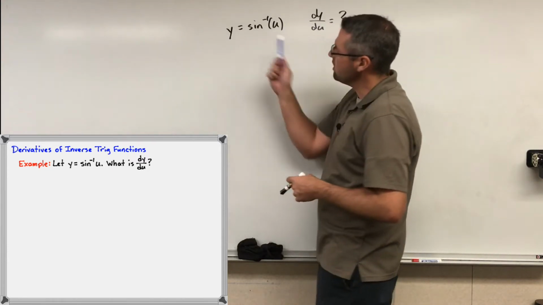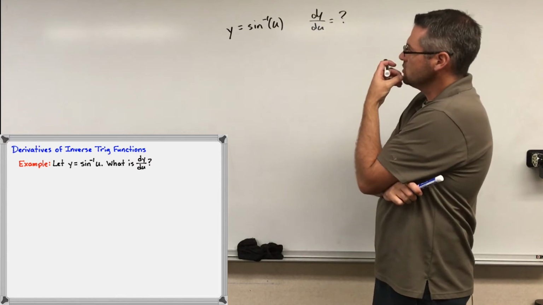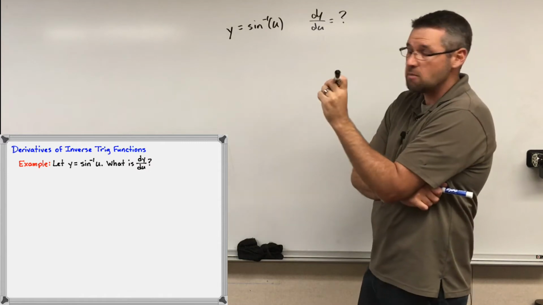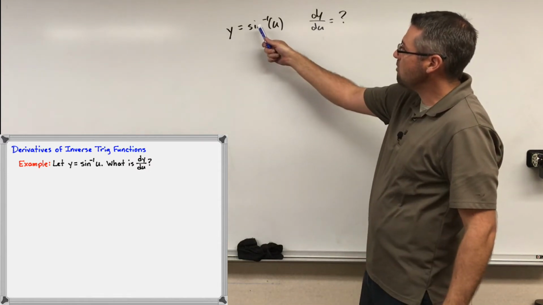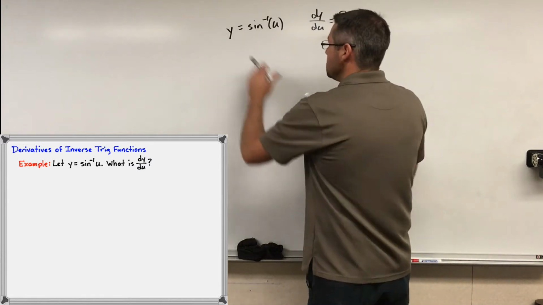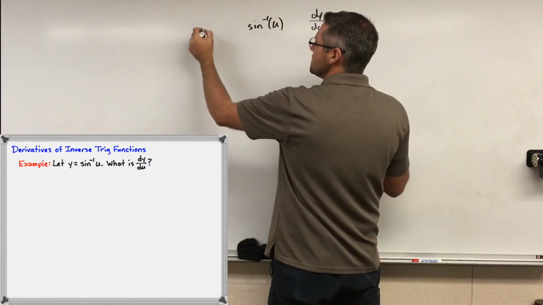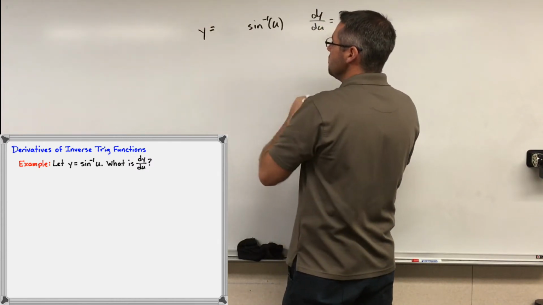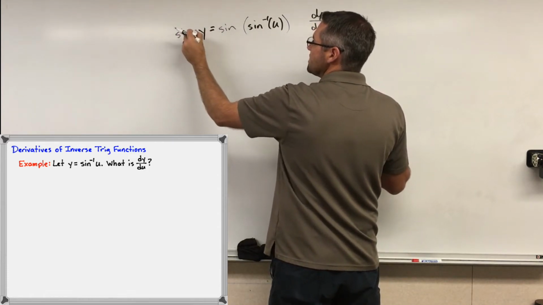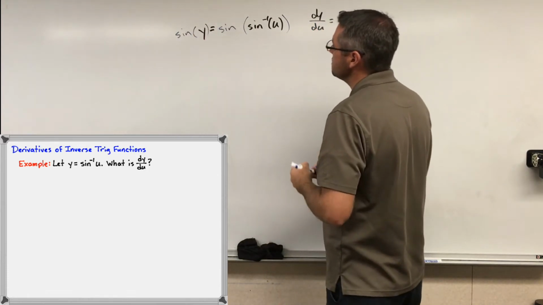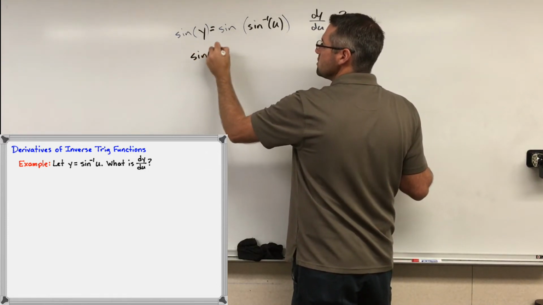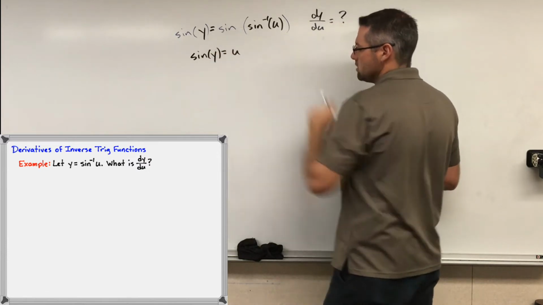So how could I get rid of that inverse function so that I can solve for this? Well, if you think back to geometry, basic trigonometry, what is the opposite operation of the arcsine? Well, that would be taking the sine of both sides. So I'm going to say y equals the arcsine of u. Well, how do I get rid of that? I take the sine of that side, and I've got to take the sine of the other side. And so we're left with the sine of y equals u, because these will cancel each other out.